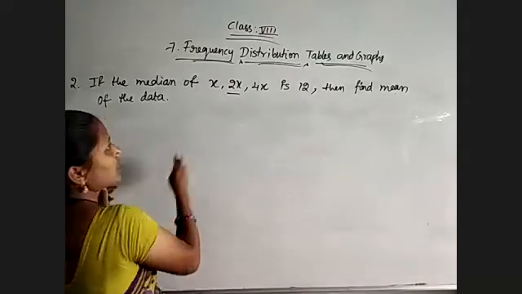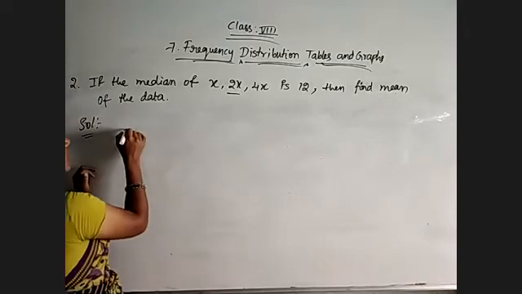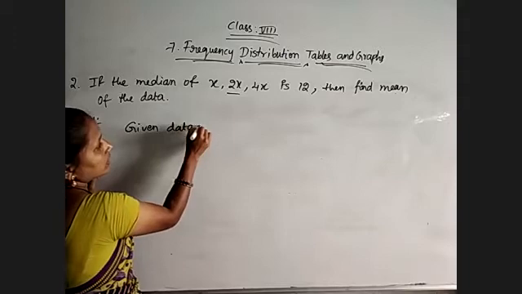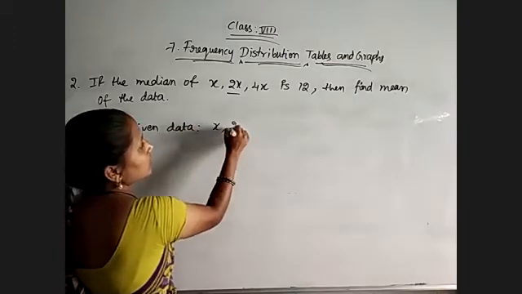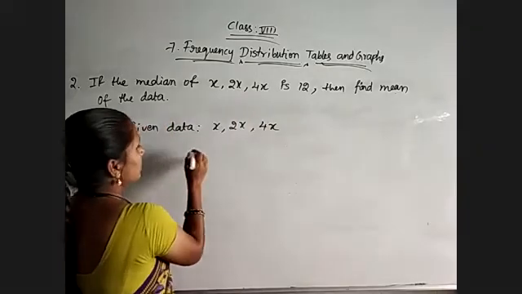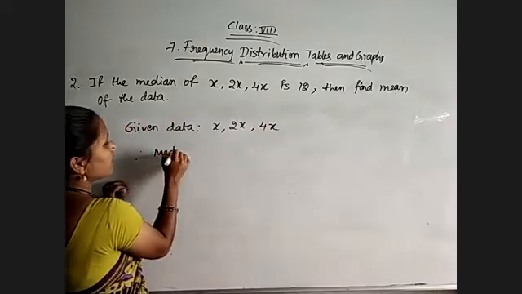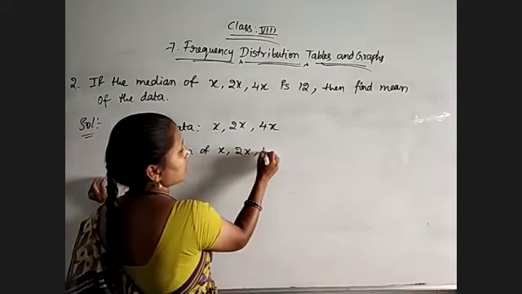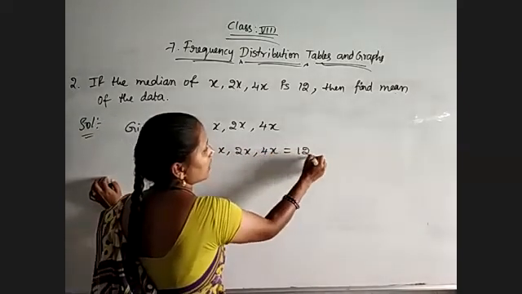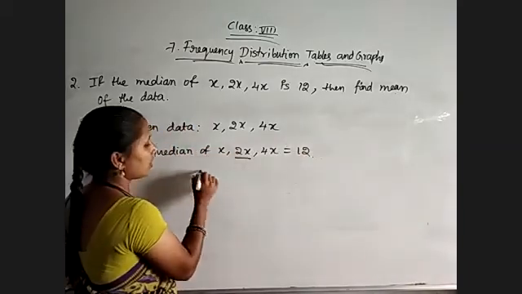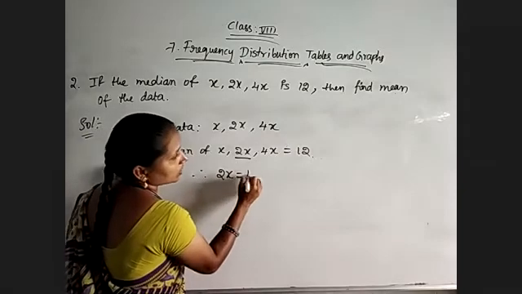So given observations already in order. The given data is x, 2x, 4x, already in order. Therefore, given that the median of x, 2x, 4x is equal to 12, and the number of observations is only 3, so the exactly middle value is the median. Therefore 2x is equal to 12.